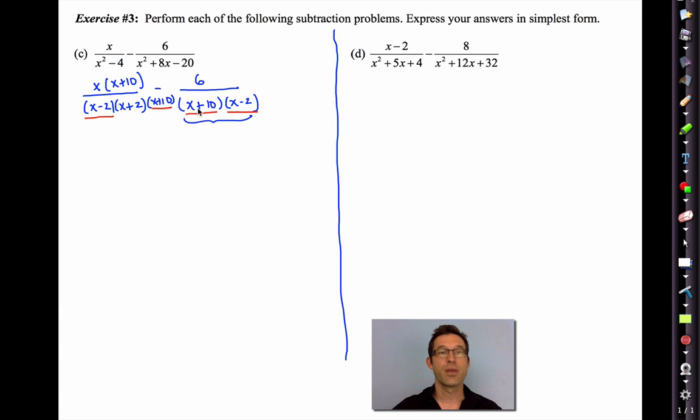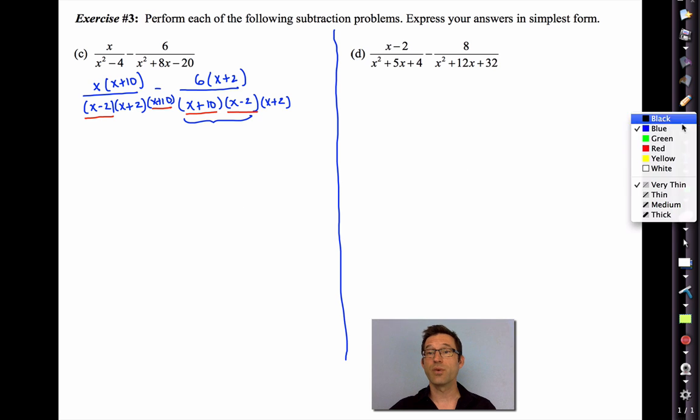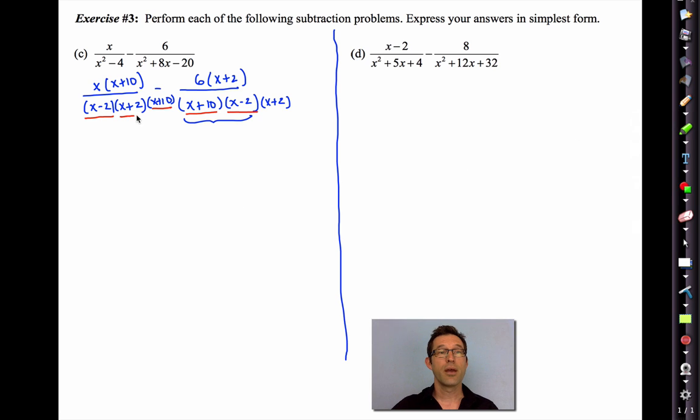There it is. Then I look at the second fraction and I say, that thing doesn't have that x plus 2, so I'm going to give it that x plus 2. All right? At that point, what's beautiful is we've got a common denominator. Getting the common denominator is actually pretty easy in these things. Now, let's multiply out the numerators.